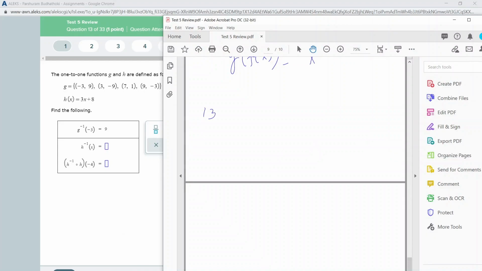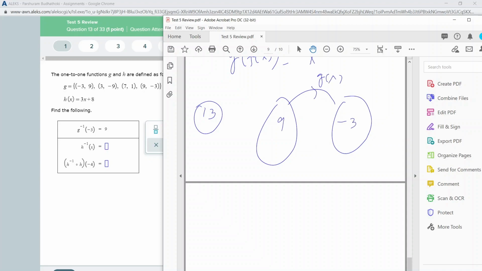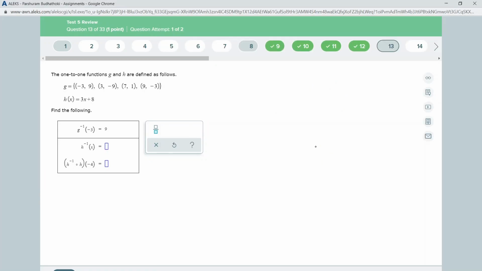For problem 13, you can see that for the g of x, 9 goes to negative 3, so inverse means g inverse of negative 3 is 9. That's why I put 9 there.